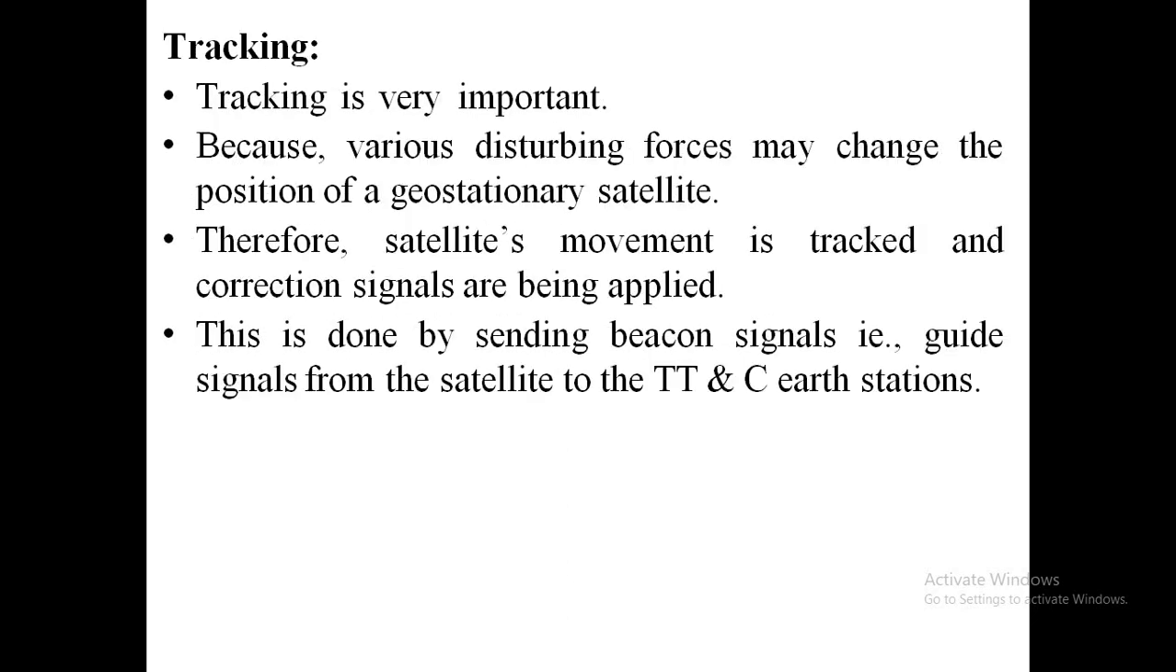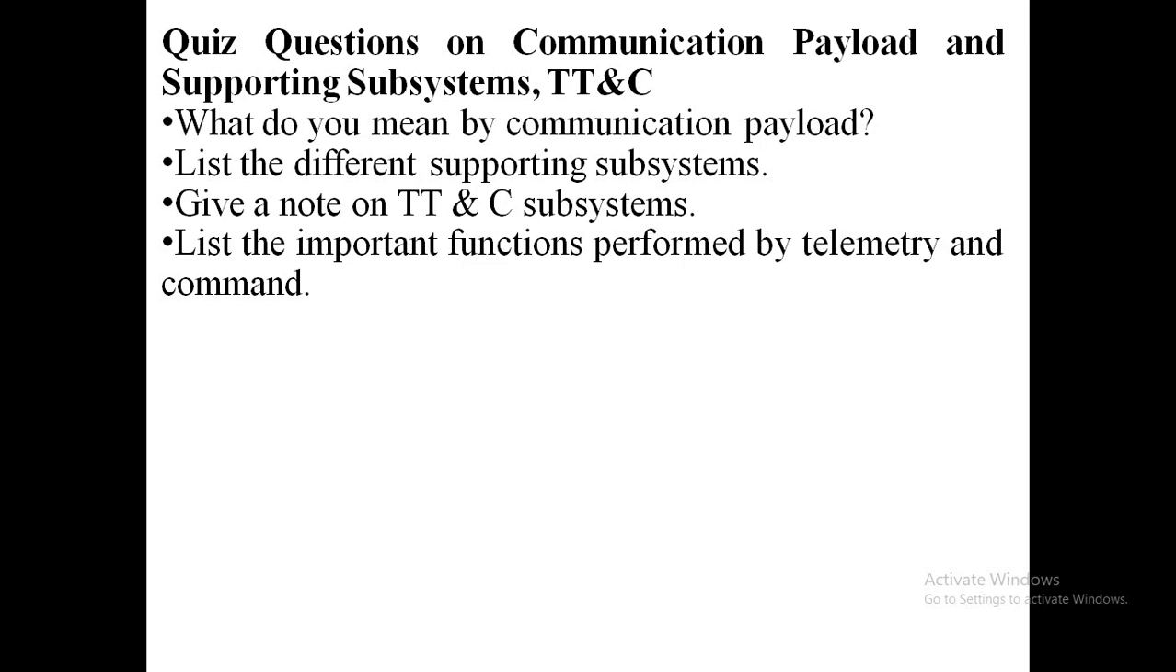Tracking. Tracking is very important. This is because various disturbing forces may change the position of a geostationary satellite. Therefore, the satellite's movement is tracked and correction signals are applied. This is done by sending beacon signals, that is, guide signals from the satellite to the telemetry tracking and command Earth stations.